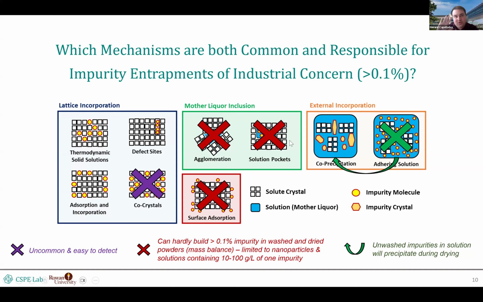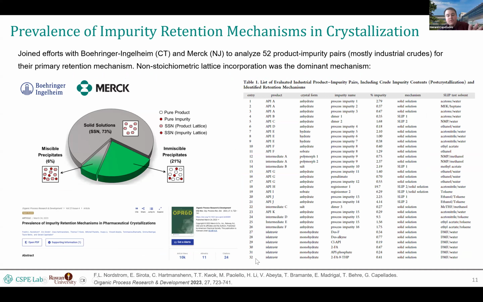As I said, this is more a review of literature that I did, more than my own opinions on this. But ultimately, you end up with a form of non-stoichiometric lattice incorporation, right? That's the practical perspective. So what we end up doing in here is we work with these two groups, right? With the group at BI and the group at Merck.